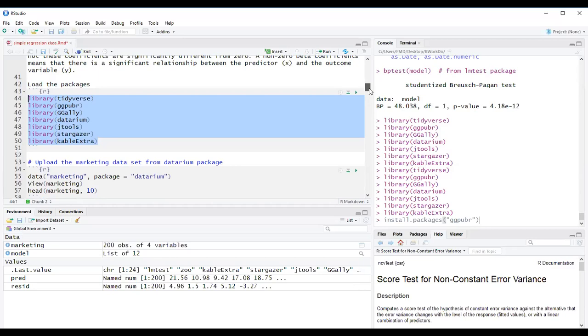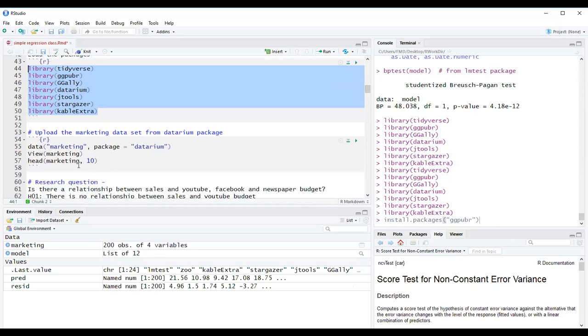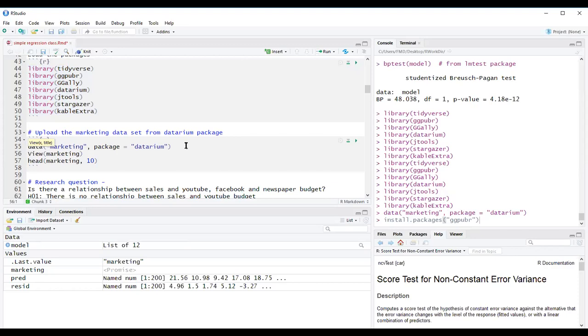Now we're going to make use of a particular data set that comes from the Datarium package. We're going to use the data set marketing. So the code is this one, data marketing from the package Datarium. And then let's view the data, and let's generate the first 10 lines of the data. If I run this, then view.